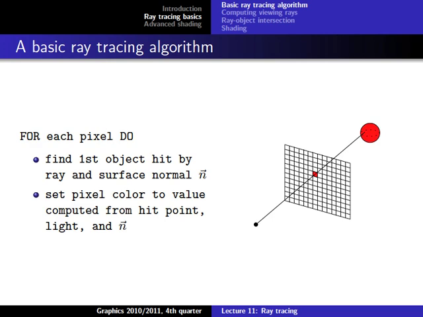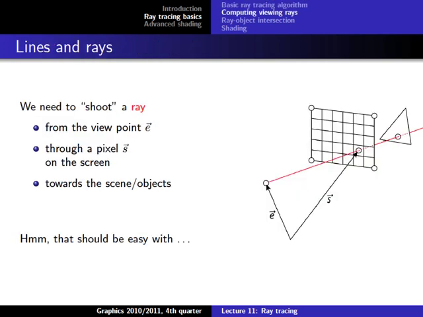And of course, the first thing we have to specify, if we want to implement that, is how we represent a ray. And this is the part where the repetition from previous lectures comes in, because a ray is of course nothing else than a line or a cut-off line that starts at a certain position and then goes in a certain direction.